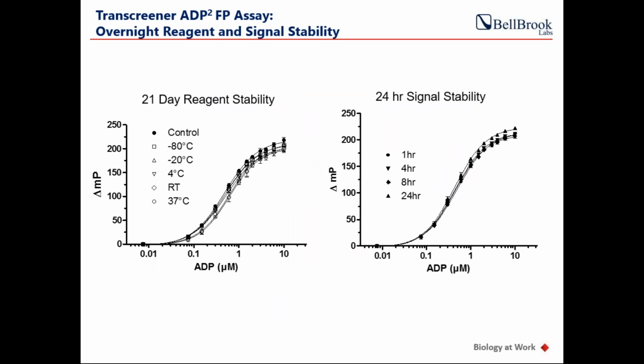Another property of Transcreener that I think is unique to this assay is the stability. Here we're looking in particular at the FP assay. The TR-FRET assay has similar stability, as does the FI, but the FP assay is really the most stable. So the reagents on the left are essentially stable for certainly as long as you'd ever probably leave them laying around the lab.